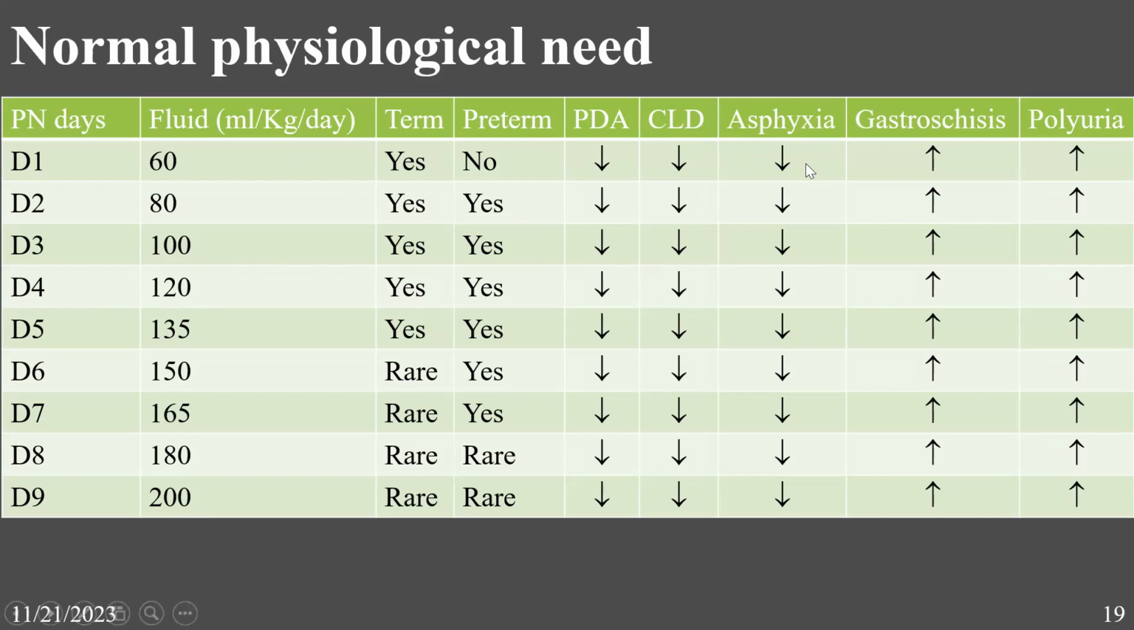For asphyxia, we also restrict. So PDA, chronic lung disease, asphyxia, we restrict the fluid. And you will see how we treat the baby by cooling. For gastroschisis, before the reduction, before we cover the bowel, we have to increase the fluid. We have to give lots of fluid. So from day 1, we can give 180.